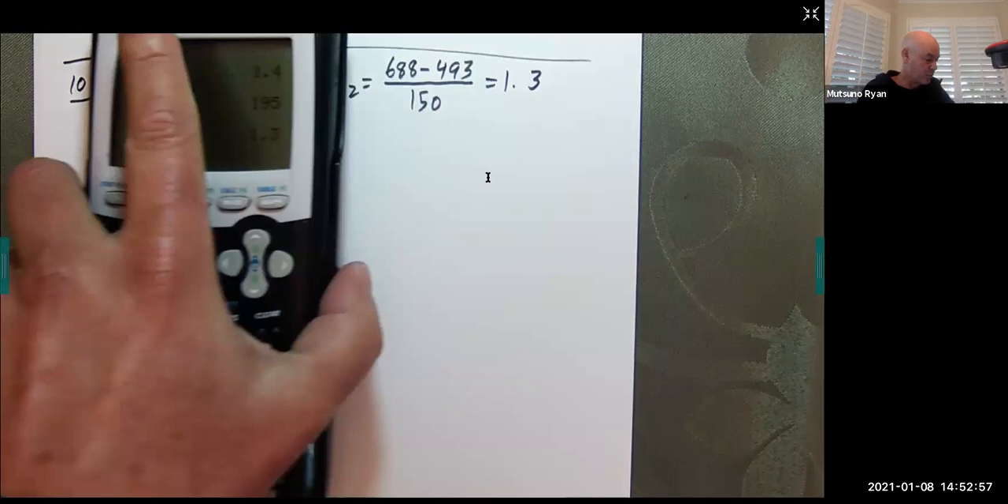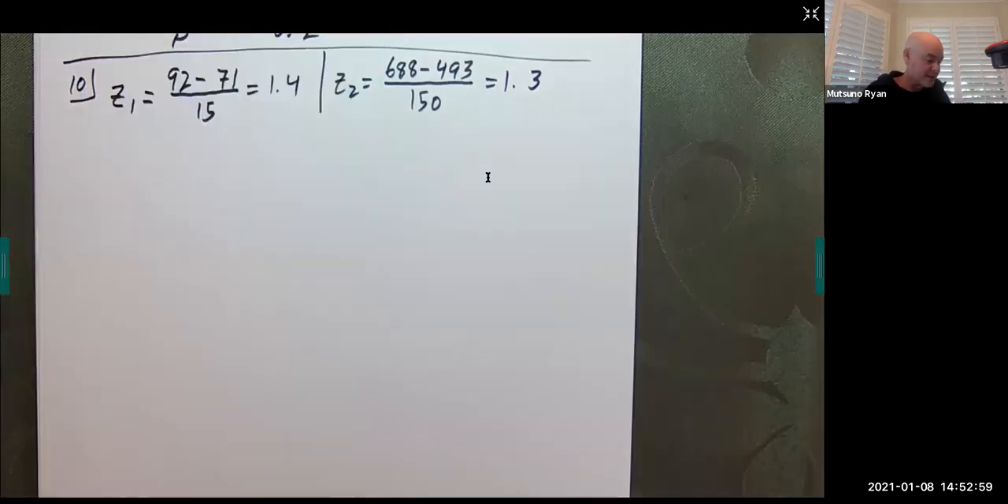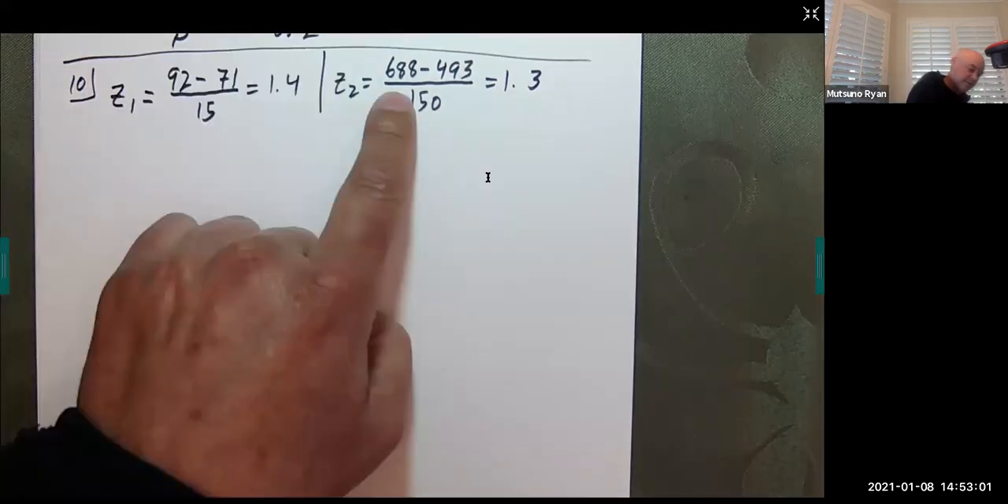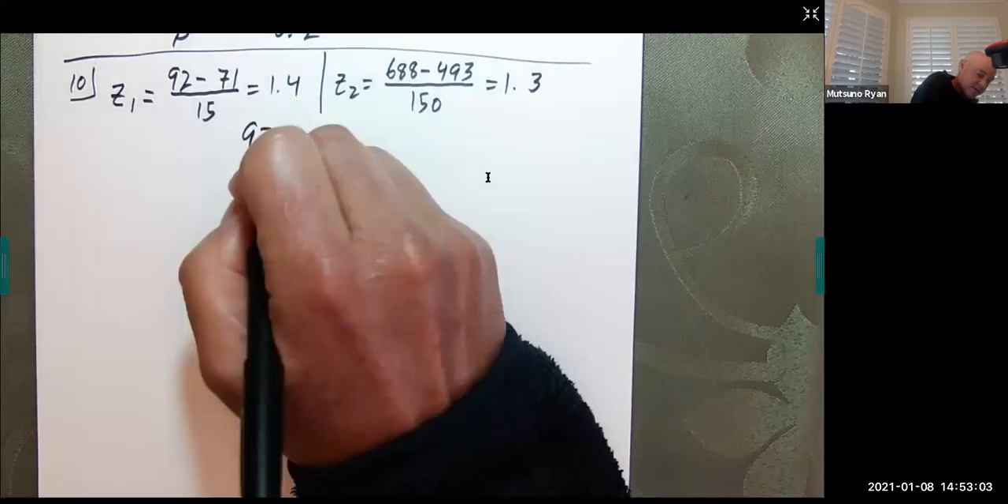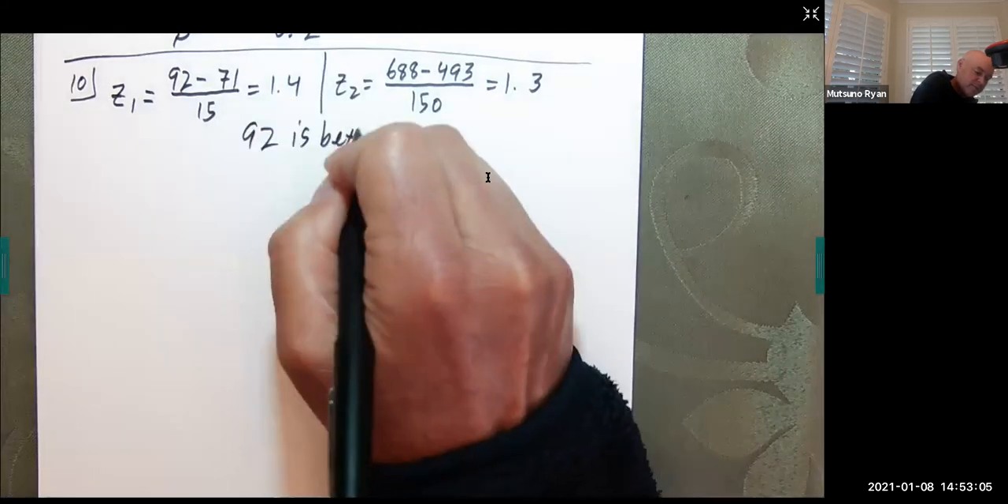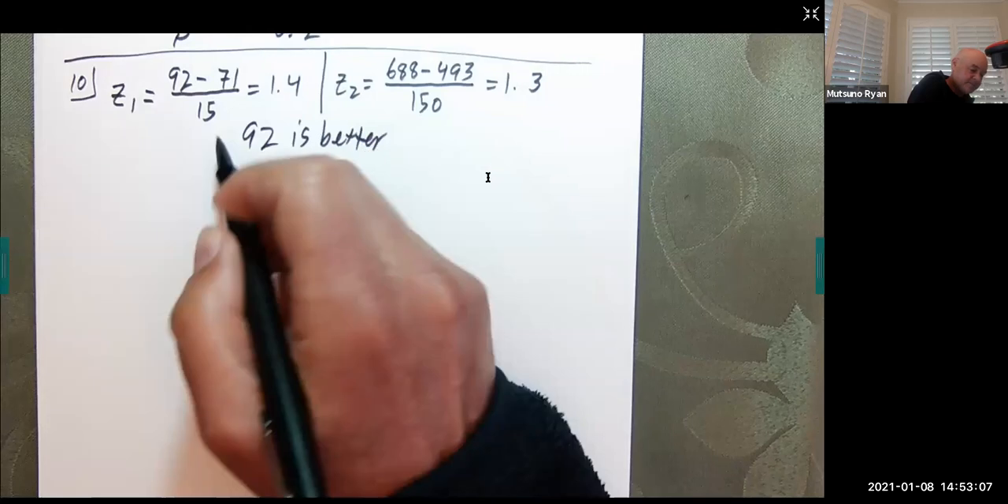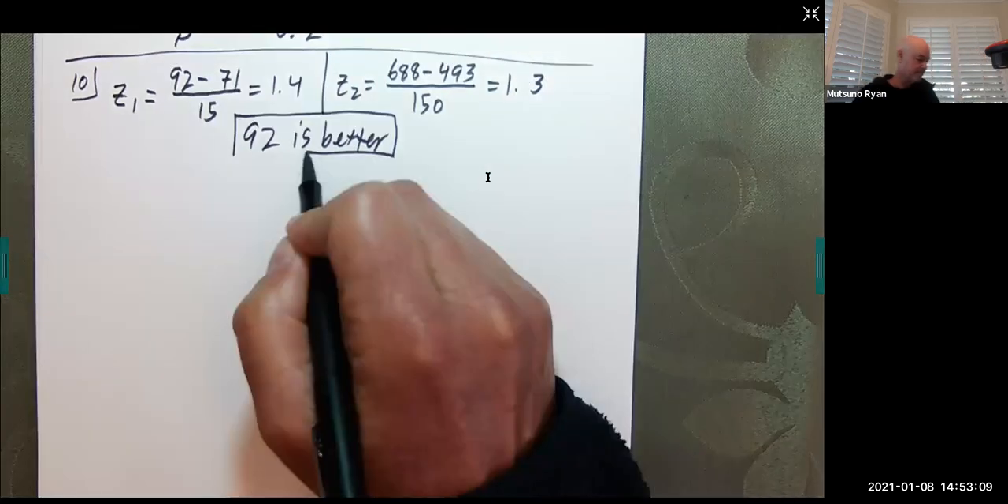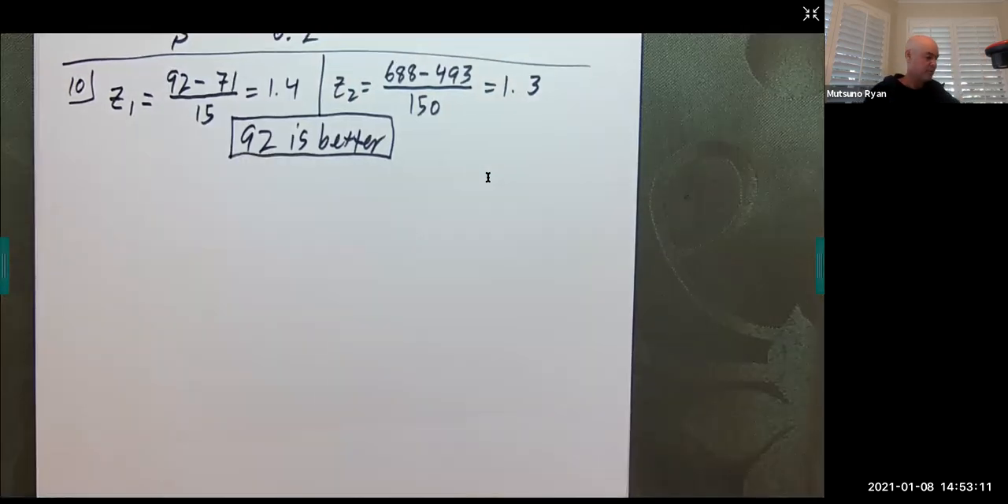So which is a better score, a 92 for this test or a 688 for this test? 92 is better in this case. So changing it to a z-score is nice because what that does is that converts any two things that you want to compare, and you can see which one is better or not.